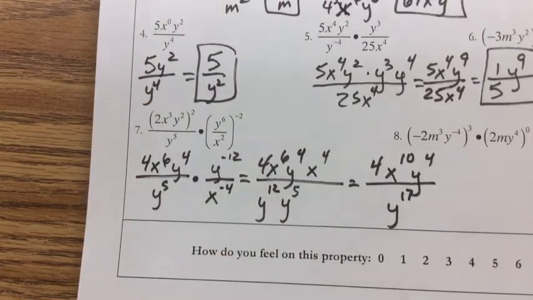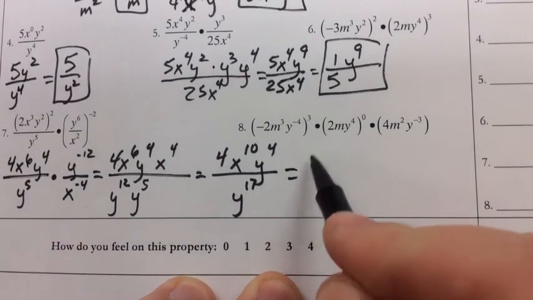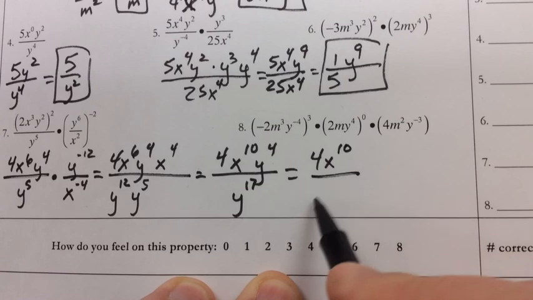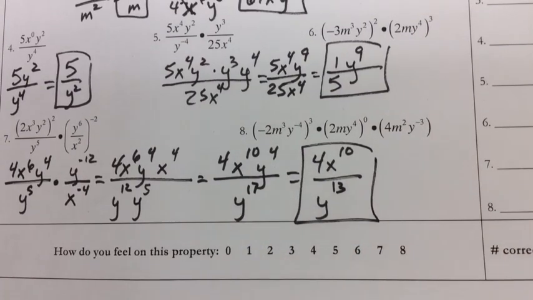Am I done? No, you can simplify the y's. 4x to the 10th over y to the 13th is your answer. So I know we didn't do a couple of them, but hopefully that's enough to get you started on your homework. Try and do worksheet C.